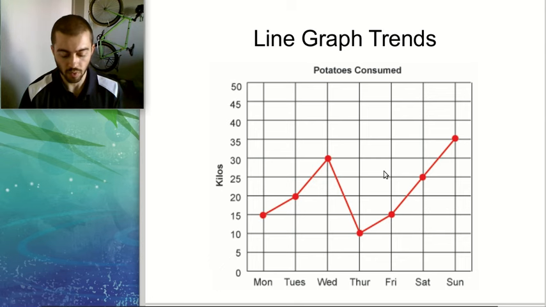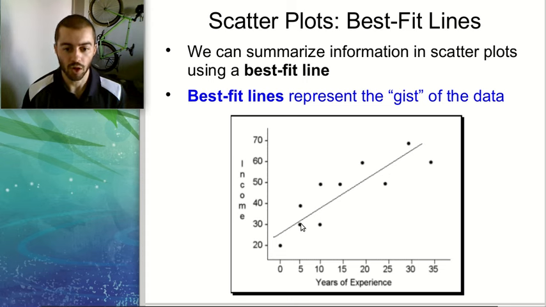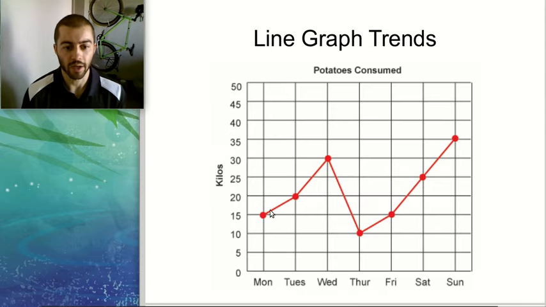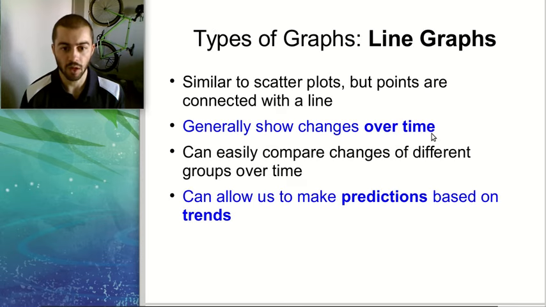So that's the difference between a scatter plot, where we might draw a best fit line, or maybe we don't draw any line at all and just leave the data points, and a line graph where we're always going to connect our data points to one another.